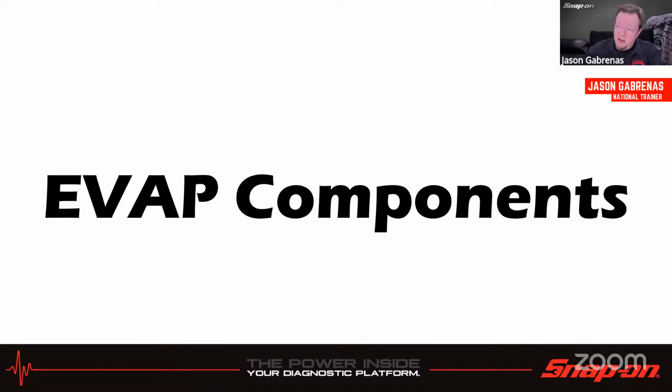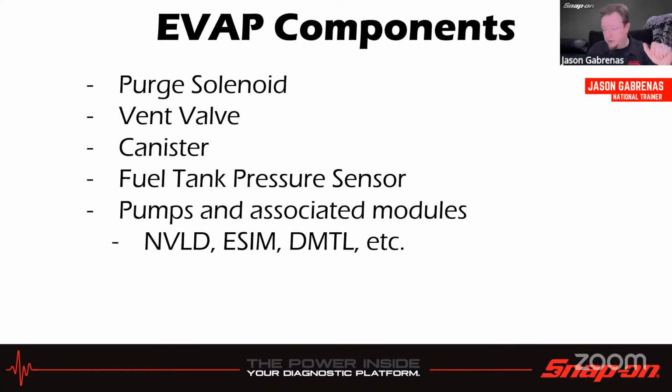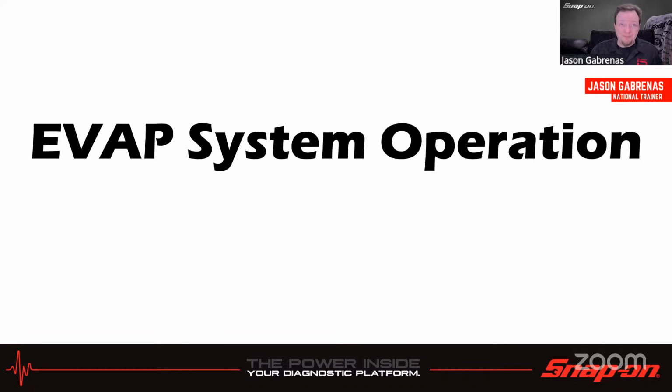So Evap components, the main components anyways, that we're going to talk about. I'm sure there's some outliers out there that aren't used on every vehicle, but you have a purge solenoid, you have your vent valve, you have the actual canister itself that holds the vapors, fuel tank pressure sensor, and there may be pumps and other associated modules like the NVLD, eSIM, DMTL, depending on the manufacturer, what they want to call it. A lot of abbreviations, but we'll talk through a couple of those in a little bit when we work through this presentation.